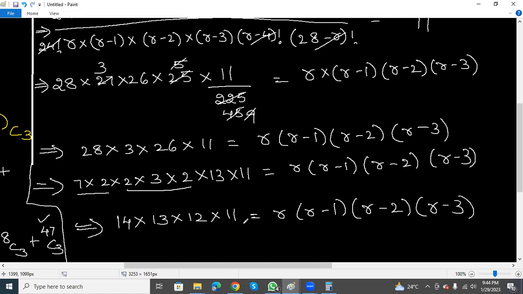So compare either side of the equal to symbol. This is r minus 3, this is r minus 2, this is r minus 1, and 14 is the r. Therefore, the r value is equal to 14. So in this way, we can solve this type of problem.